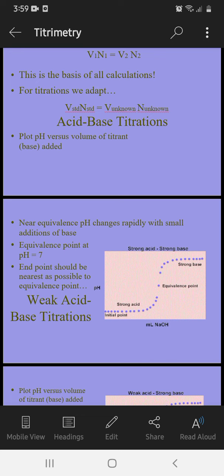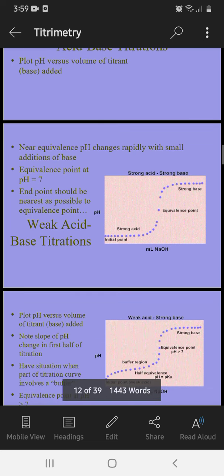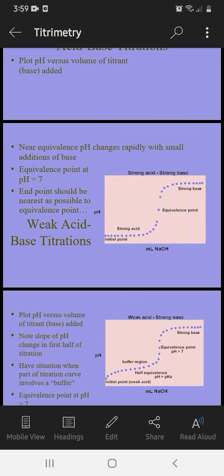Acid-base titrations. Plot pH versus volume of titrant base added. Near equivalence, pH changes rapidly with small additions of base. The equivalence point is at pH equal to 7. The endpoint should be as near as possible to the equivalence point.